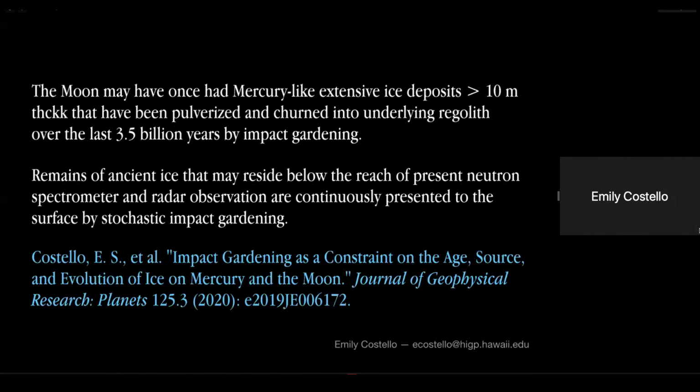Now, in conclusion, I've been able to show that the moon may have once had Mercury-like extensive ice deposits that were about 10 meters thick, that have been pulverized and churned into underlying regolith over the past 3.5 billion years or so by impact gardening. I also showed some hope for ISRU: the remains of any ancient ice that may reside well below the reach of present neutron spectrometer and radar observations are continuously presented to the surface by stochastic impact gardening.